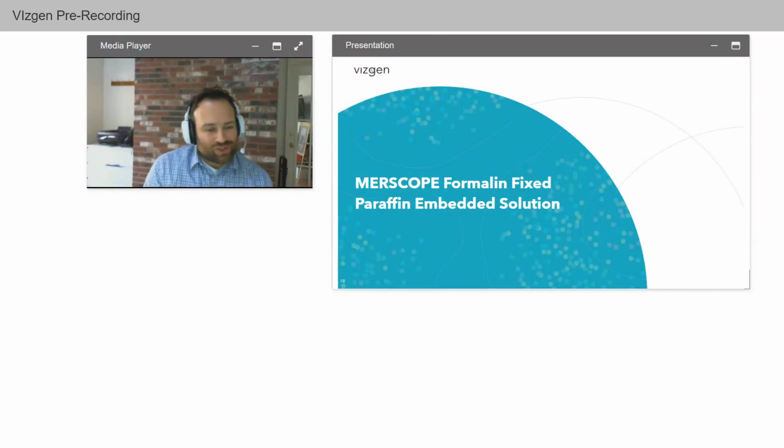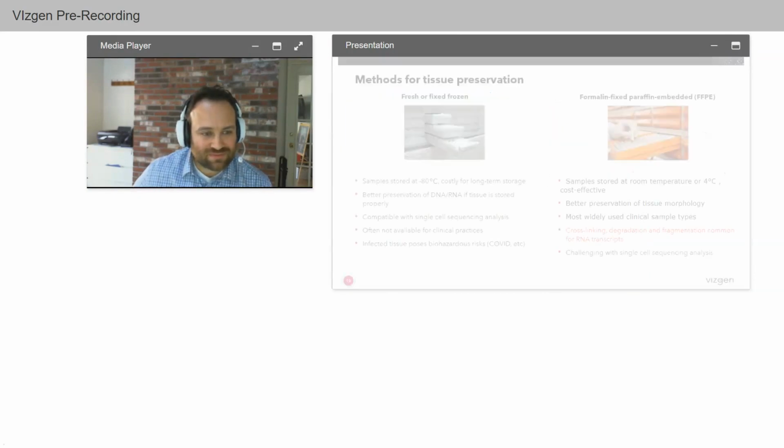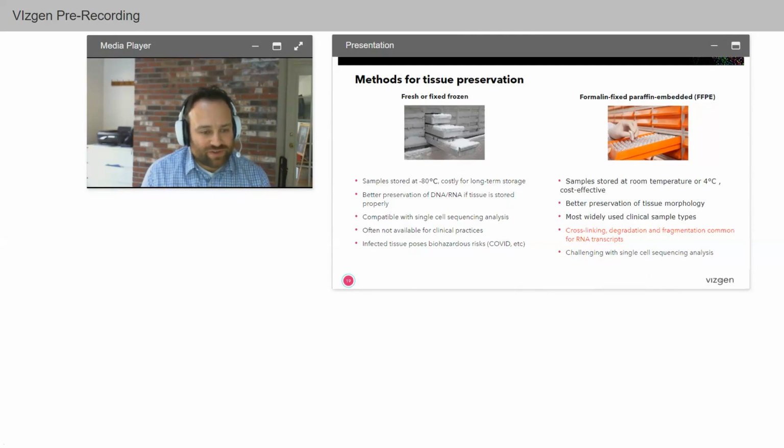And so the next major product I wanted to focus on is our MERSCOPE formalin-fixed paraffin embedded solution. If we look at tissue preservation today, there are a couple of different major types of preserving tissue. For DNA and RNA and sequencing analysis, fresh or fixed frozen sample preservation is preferred. These samples are usually stored at -80. They're often not available for clinical practices, but they do present compatibility with single cell sequencing analysis.